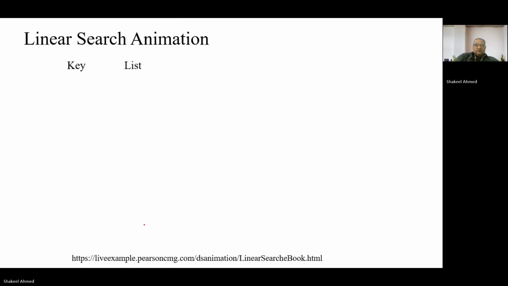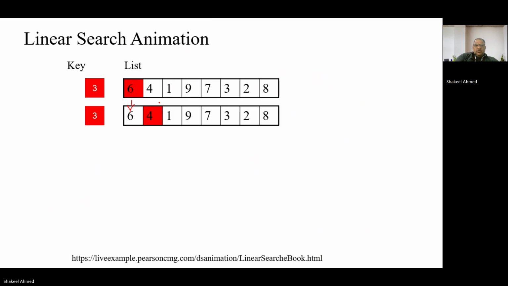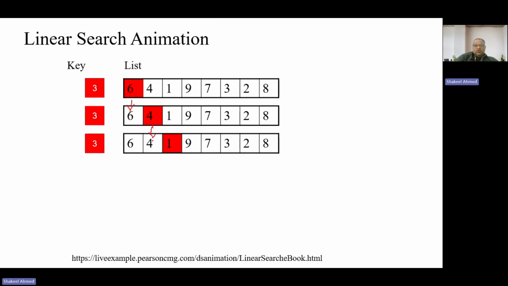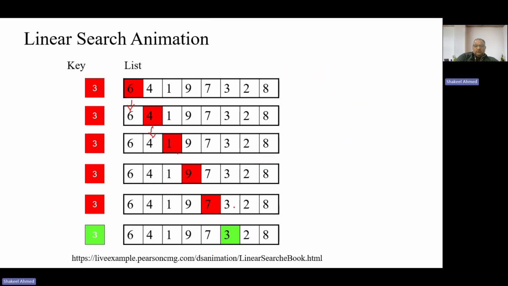Okay, so with an animation, let's see. We are looking for 3 in the list. It starts from index 0: no, not found. Then index 1, index 2, not found. Index 3, index 4, yes, found. So now you get to that particular value, going from the start of the list toward the end.